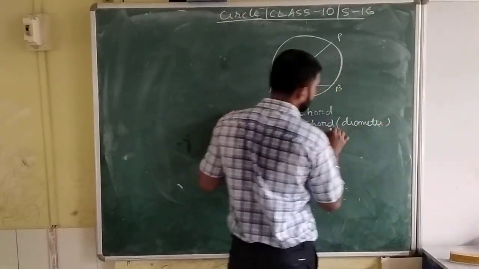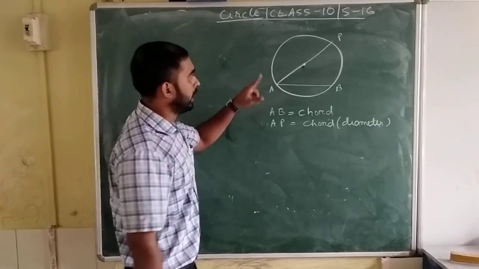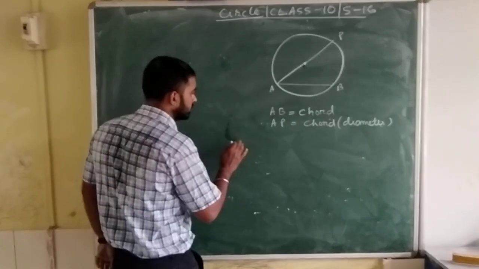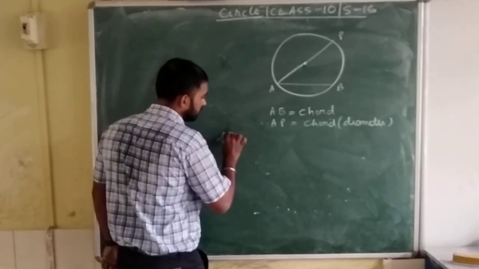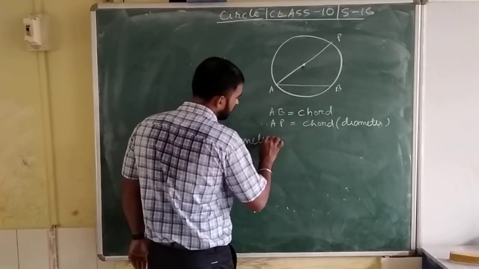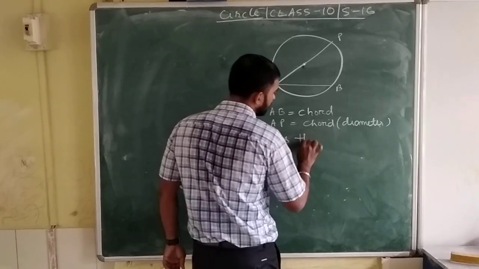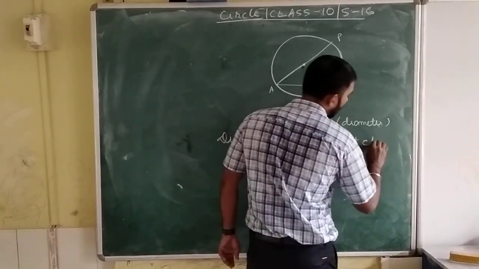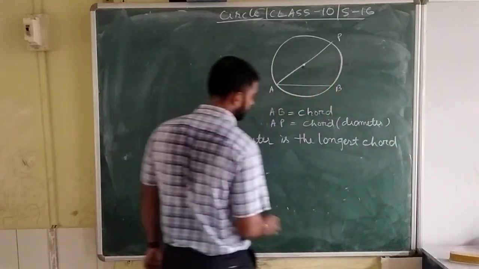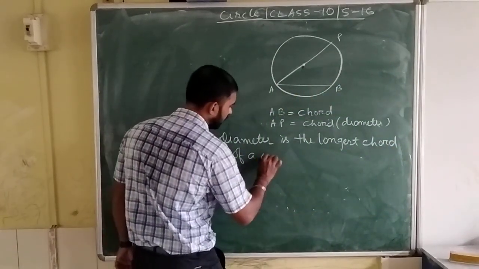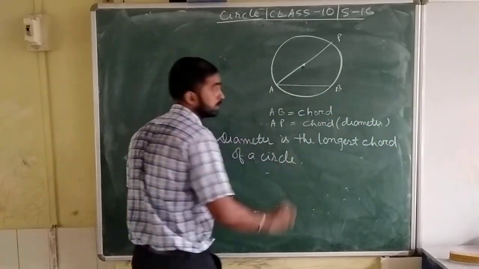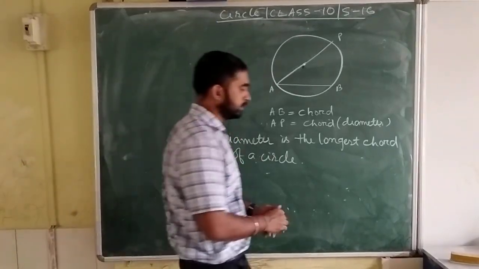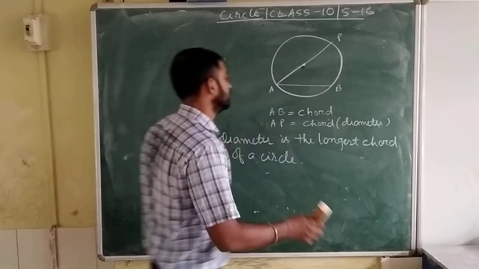So from this we come to know that the diameter is the longest chord of a circle. Then, what is a tangent?